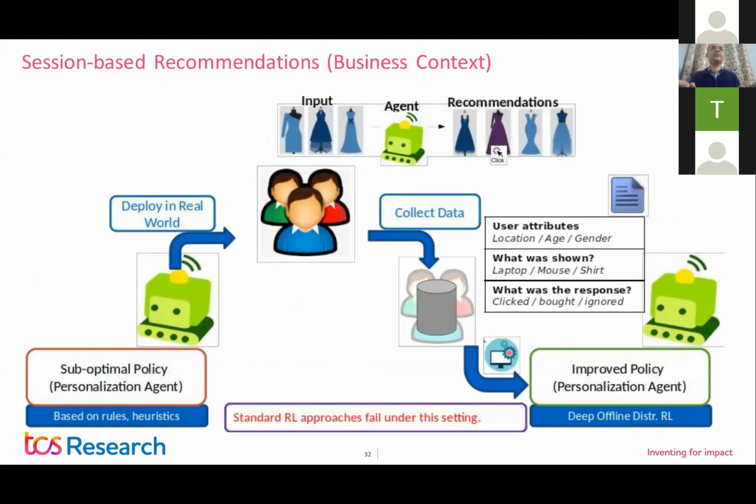To put it in a slightly different context, you start with a suboptimal personalization agent, you deploy it in the real world, that agent interacts with the users, and you end up collecting a lot of data, right? Things like for what kind of user, what was shown, and what was the response. Now, once you have collected this data, you want to learn an improved agent, but the constraint here is that you are not allowed to again go out and interact with the users in the real world to obtain this improved agent. So that's the focus of this work.